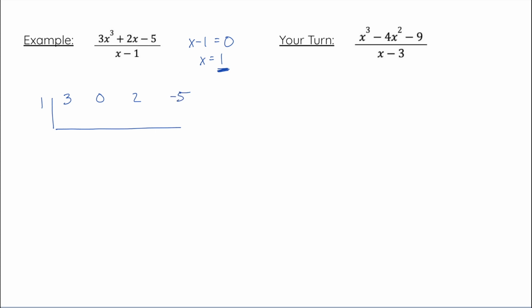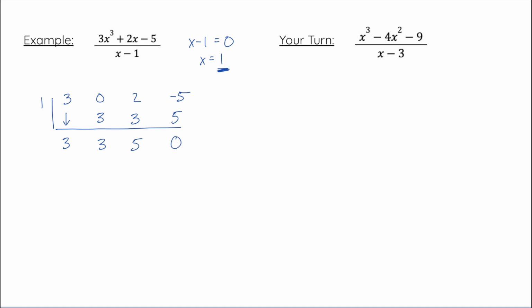Now I repeat the algorithm. We bring down the 3, we do 3 times 1, which is 3, and then we do 0 plus 3, which is also 3. We do 3 times 1, which is 3, 2 plus 3 is 5, and then 5 times 1 is 5, and again we get 0.